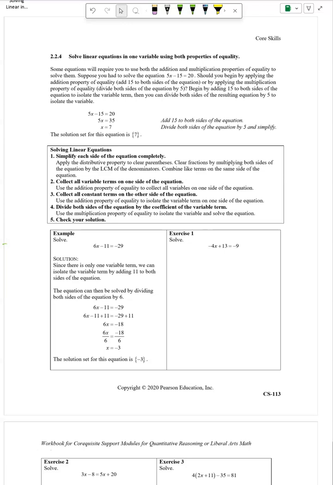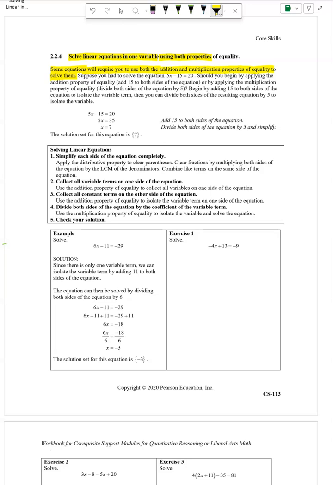Hey guys, in this lesson we're going to solve linear equations in one variable, but we're going to throw in multiplication. We're going to use what we already know, but add multiplication. Sometimes when you solve these equations, they'll require you to use both addition and multiplication properties of equality. The multiplication property of equality says if you multiply or divide both sides of the equation by the same number, you don't change its value.